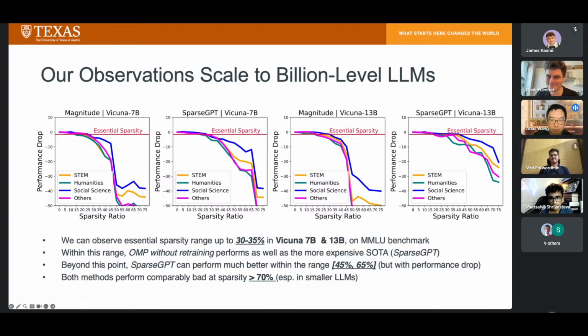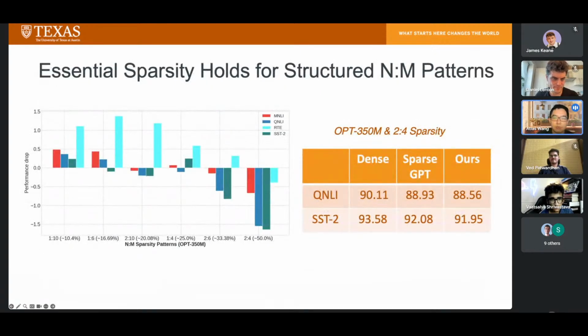Okay. One last thing to comfort the hardware-caring people: we also test essential sparsity on the structured 2/4 sparsity pattern. And here's the result on OPT 350 million on the most popular 2/4 sparsity. And we can also observe essential sparsity in the 2/4 sparsity range.